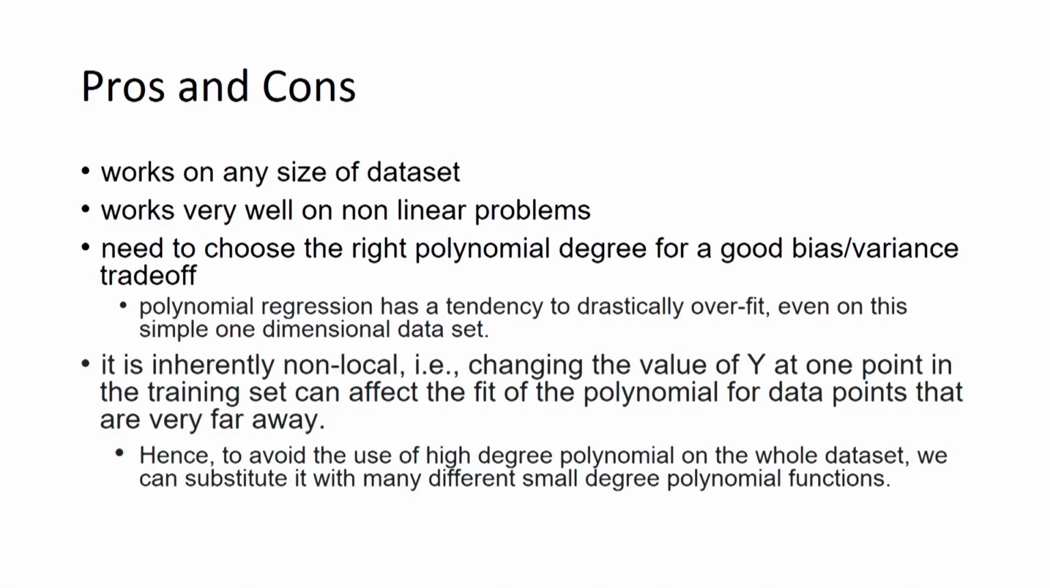Changing the value of y at one point in the training set can affect the fit of the polynomial for data points that are very far away. While in case of KNN, if we change only one instance, only the predictions of other instances that are very close to this instance will be changed. Predictions of instances far away from this will not be changed. So that is local, while polynomial regression is inherently non-local.